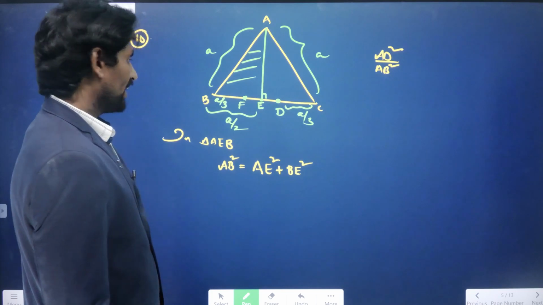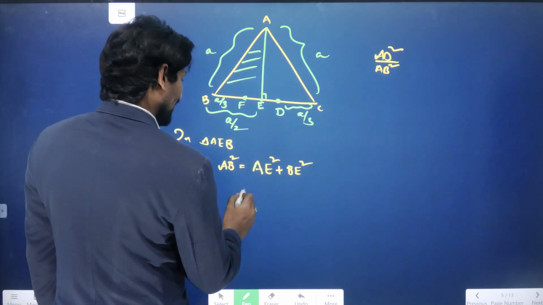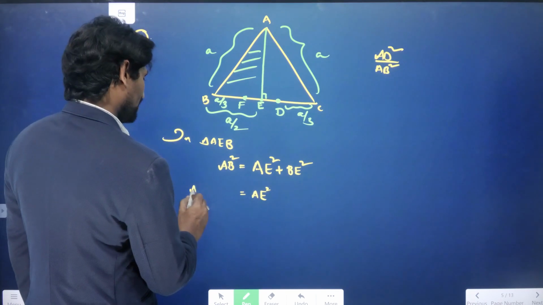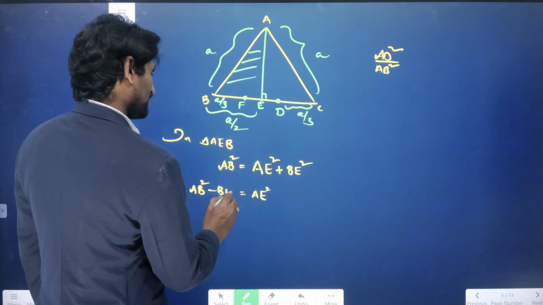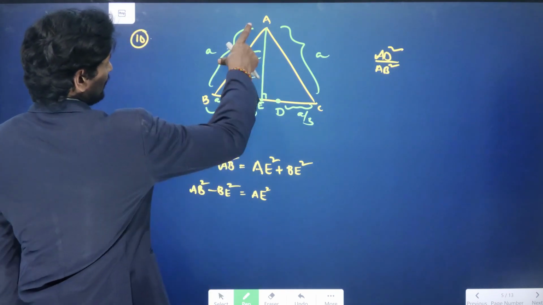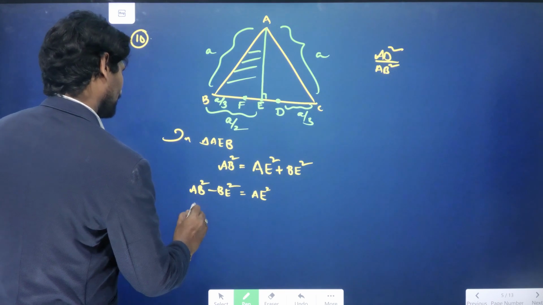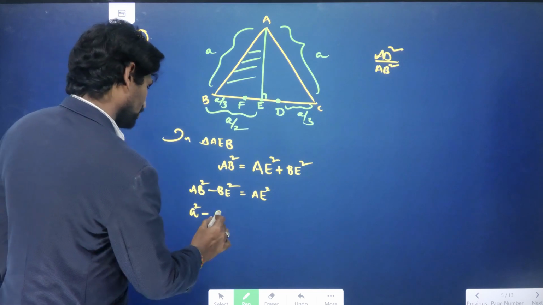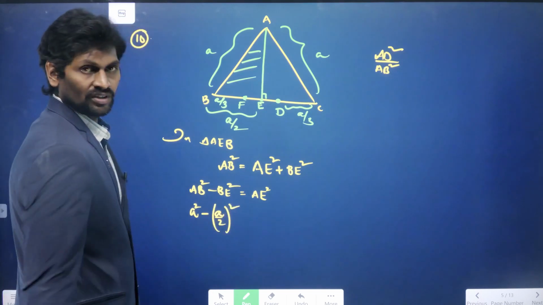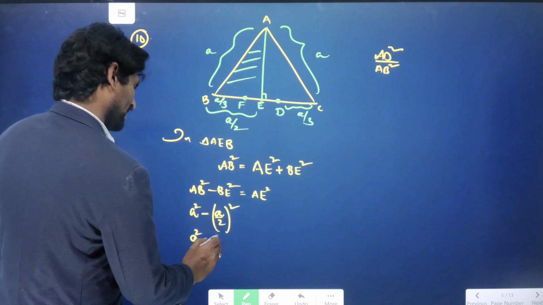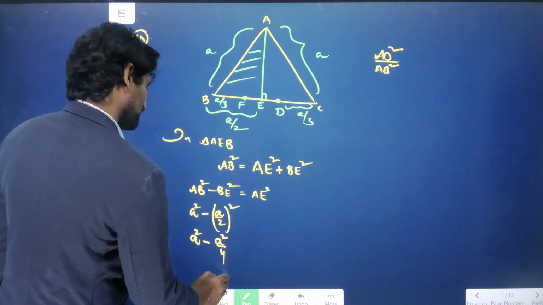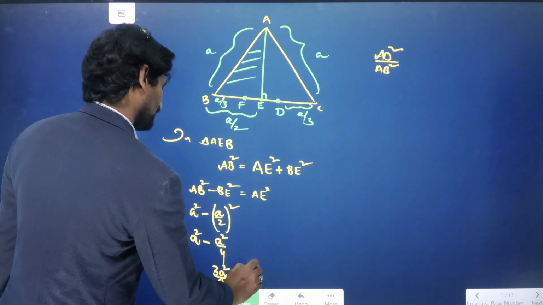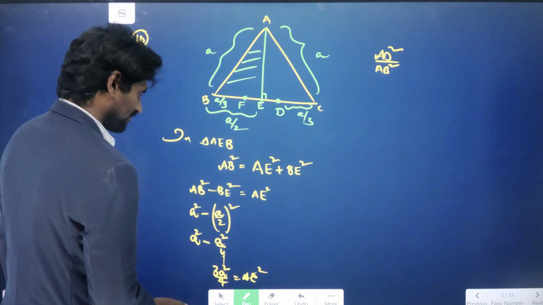So from this, I can write that AE square is equal to AB square minus BE square, by transposing. AB is nothing but length a, so a square. BE length is a by 2. So substitute a by 2 whole square. It will be a square minus a square by 4. So simply 3a square by 4 is the value of AE square, because 4a square minus a square is 3a square, over 4.